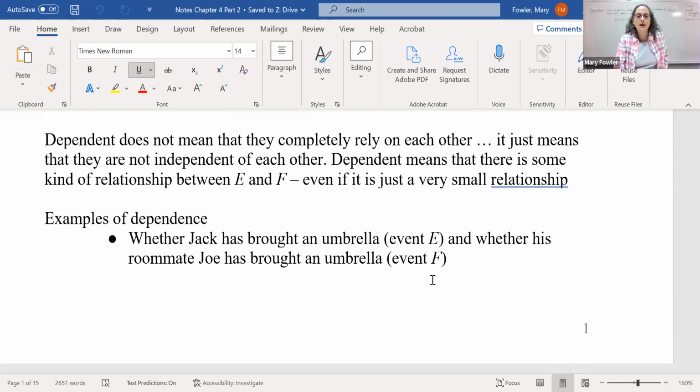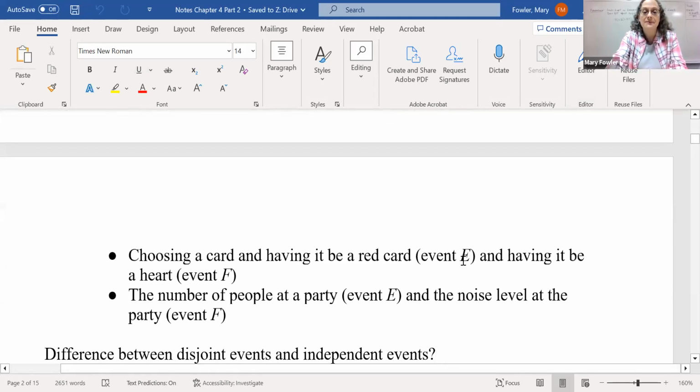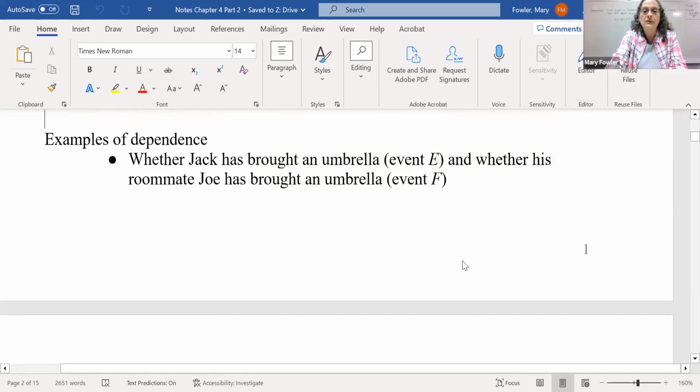So suppose there are two roommates, Jack and Joe, and Jack took his umbrella, let that be event E, on a given morning on a given day. Jack took an umbrella to school, and then his roommate Joe took an umbrella. We'll call that event F. So we might consider these likely dependent events because the decision for Joe to take that umbrella might have something to do with what he saw his roommate do.